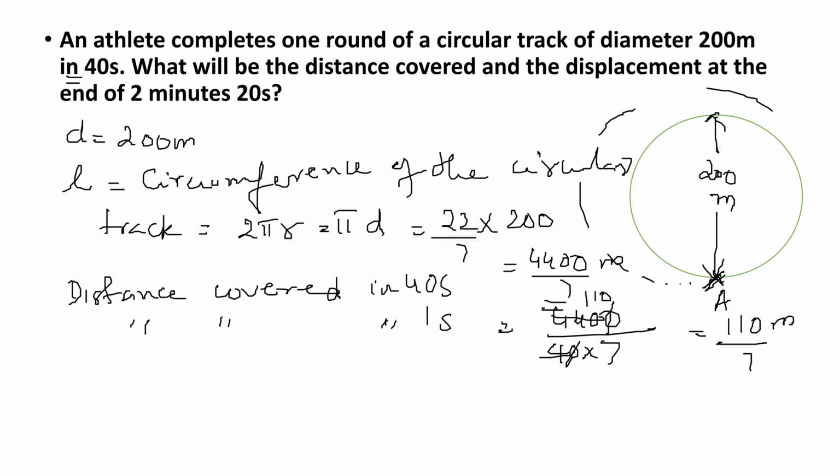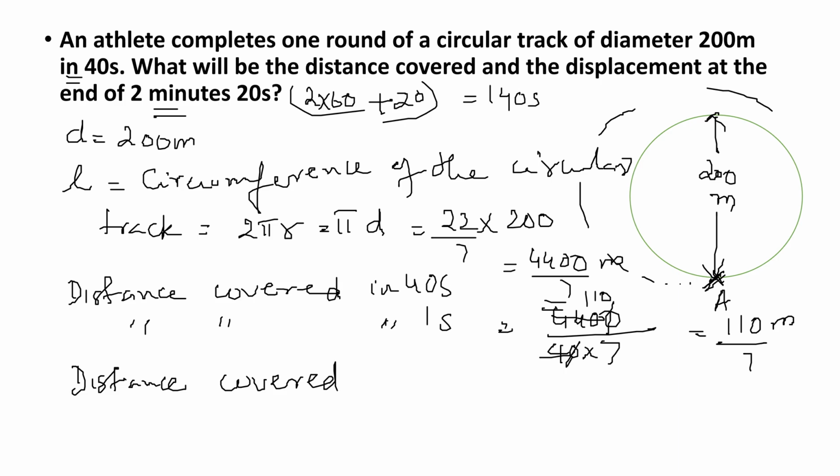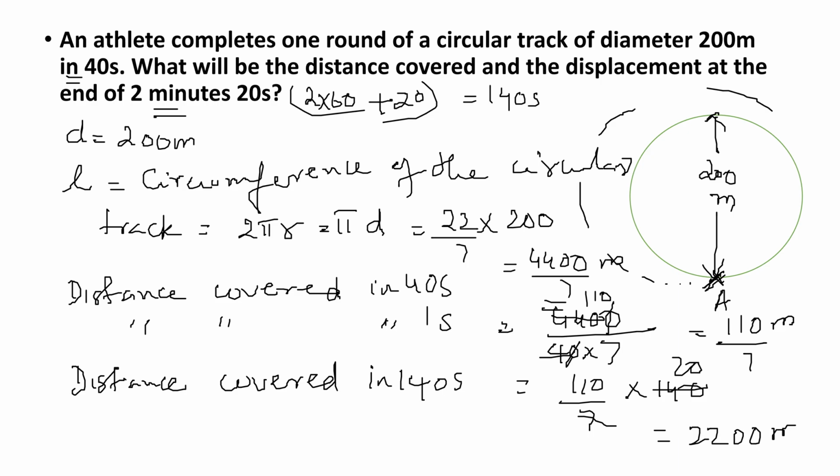Now they are asking us to find out the distance covered at the end of 2 minutes and 20 seconds. 2 minutes, when you convert into seconds, it will be 2 into 60, that is 120 plus 20. So it will be 140 seconds. So I'll write over here, distance covered in 140 seconds is equal to 110 by 7 into 140. Cancel, you get 2200 meter.